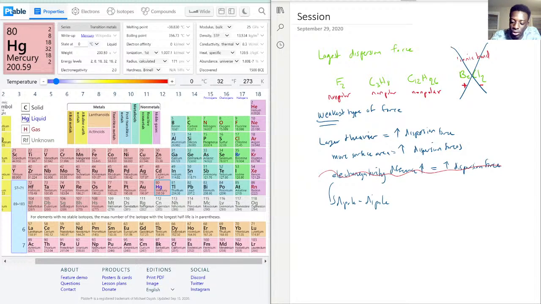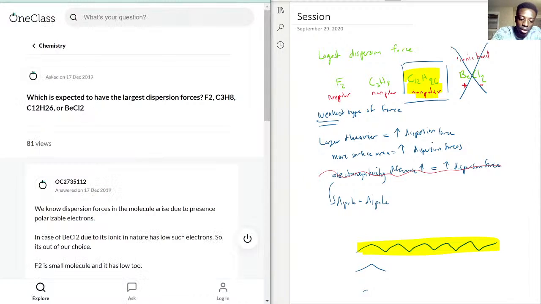Okay, so let's focus on just the first two, which is the largest and heaviest one and has the most surface area. That will be this behemoth here, which if you drew it out, looks something like this: 3, 4, 5, 6, 7, 8, 9, 10, 11. This is C12H26 versus C3H8, which would look like that, and F2 would just look like that. So this right here is our biggest one, and therefore this would have the largest dispersion force. So the answer is, well, the third choice, C. And now let's see how they did.